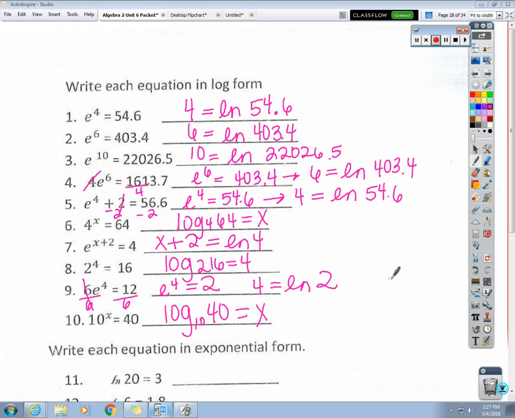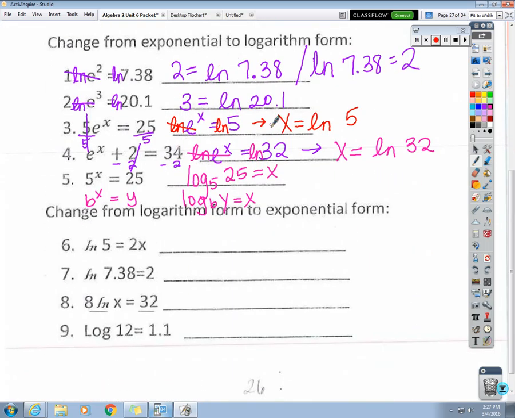Back to page 26, and we're going to go the other way. They're giving us the equations in logarithmic form, and we're going to change them to exponential form. Okay, so up here, to cancel out the e, what did we do? We took the natural log of both sides. So down here, what do you think we're going to do? Right, you're going to do e raised to the natural log of 5 and e raised to the 2x. The reason we do that is because since they're inverses of each other, these will cancel each other out, leaving 5 equals e to the 2x.